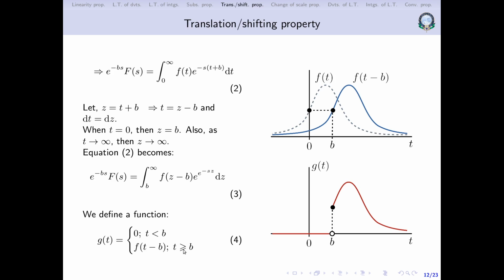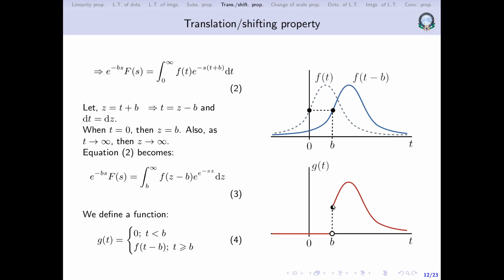For all values of t greater than b, for these values of t, this function will take the same value as this function, because that's why it says for t greater than or equal to b, it will be the same as f of t minus b, and this solid blue line is f of t minus b. The solid blue curve is f of t minus b.